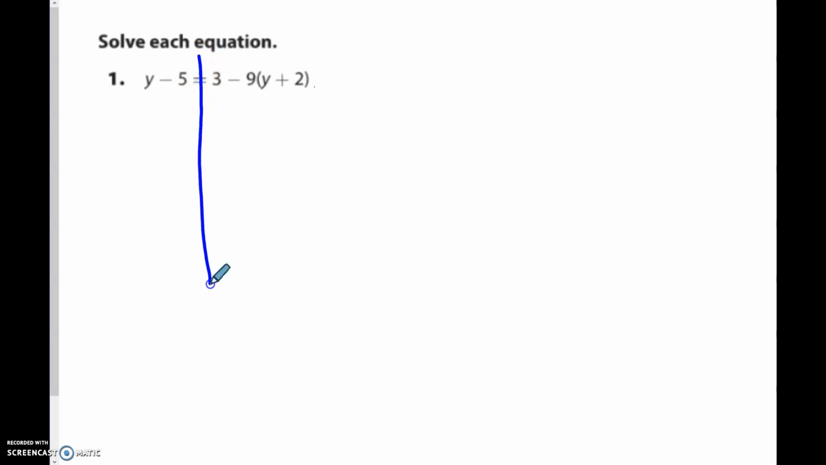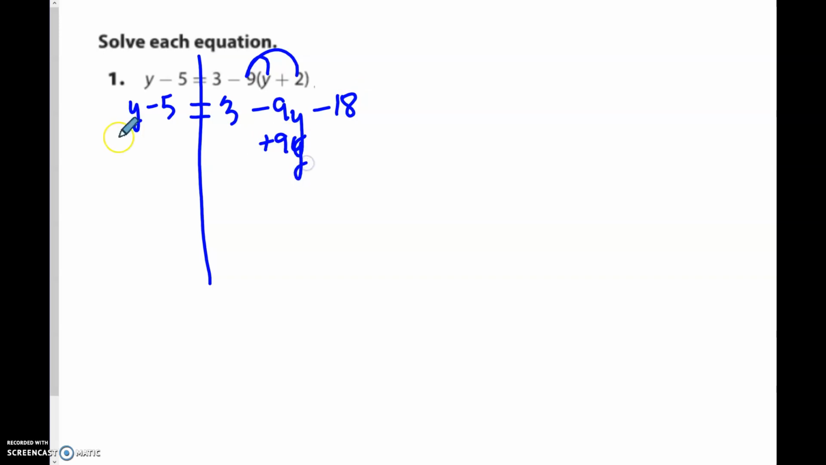All right, so the first thing I'm going to do is this distributive property. So I'm going to leave this y minus 5, and I still have my equal sign, and I have 3. So now I'm going to take negative 9 times y, and negative 9 times 2 is negative 18. All right, now I'm going to combine my like terms. So I'm going to get my letters together.